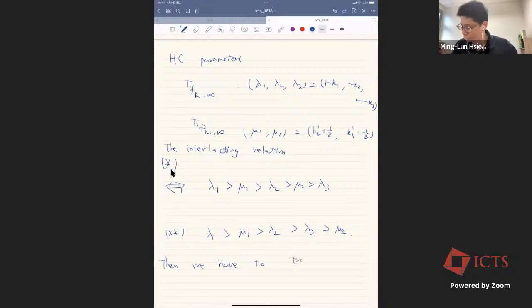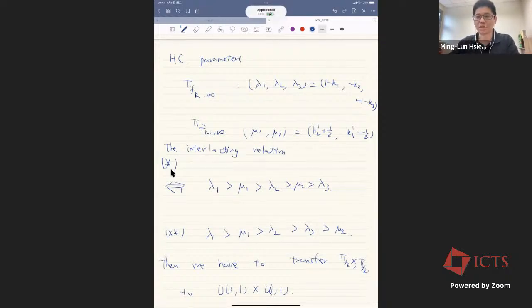Then we have to transfer pi_k and pi_k prime to quasi-split U21 cross U11. In which case we also obtain a similar result by a similar construction of p-adic functions using the Rankin-Selberg method. We have to interpolate Fourier-Jacobi coefficients of Hida families on U21. Okay, so thank you. I'll stop here.